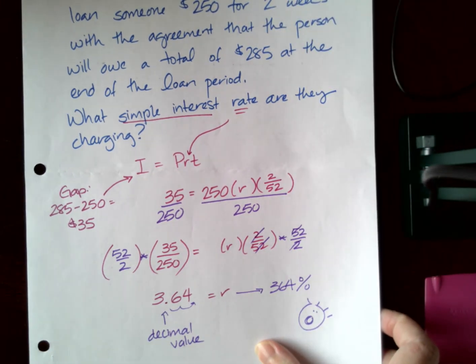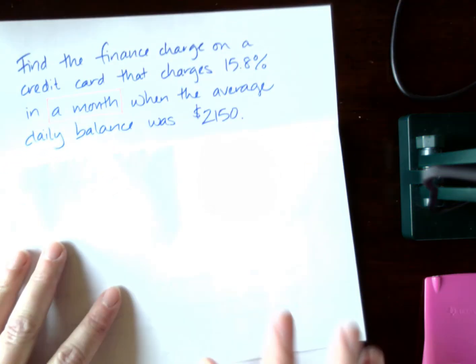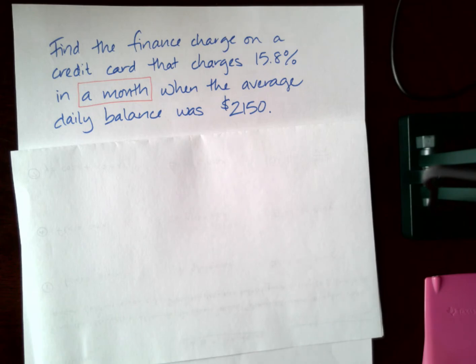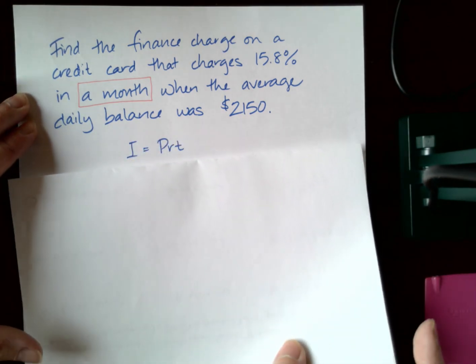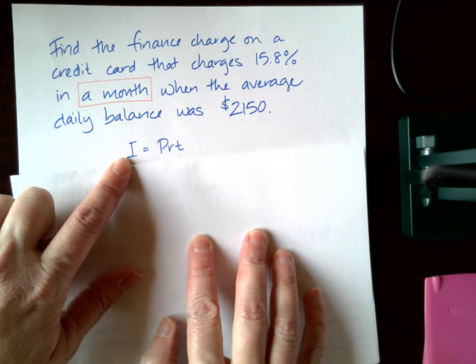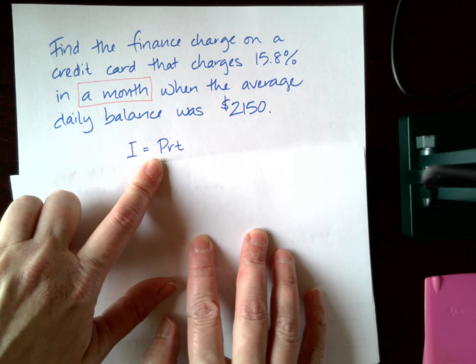I think I have two more requests. Looking for my cover-up paper. There it is. Find the finance charge on a credit card that charges 15.8% in some month when the average daily balance was $21.50. Finance charge is a clue. This should be simple interest. Simple interest formula. We are looking for the I, the charge, the fee. So we have to know all of the other three components.